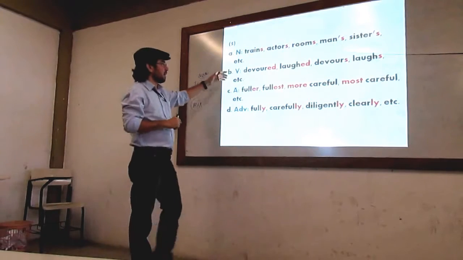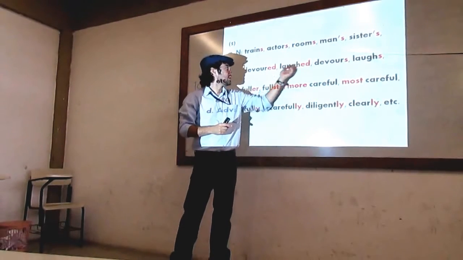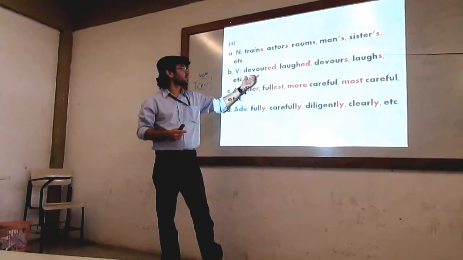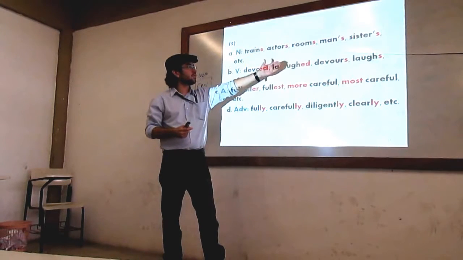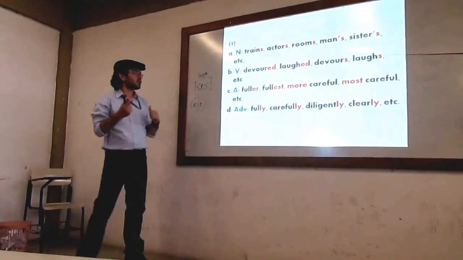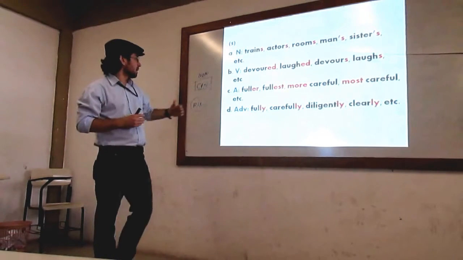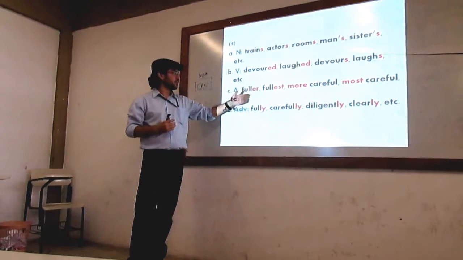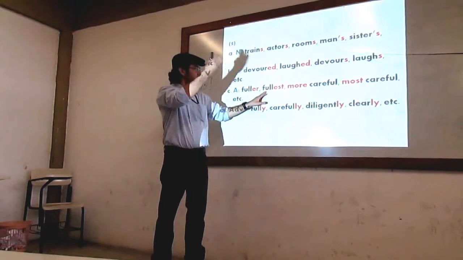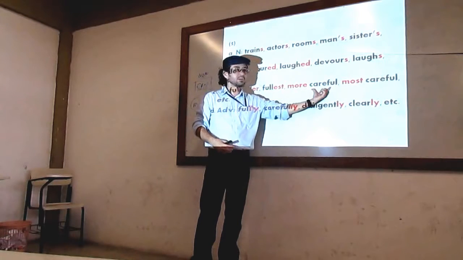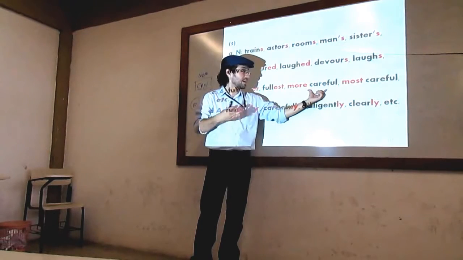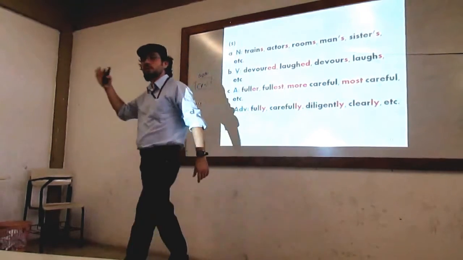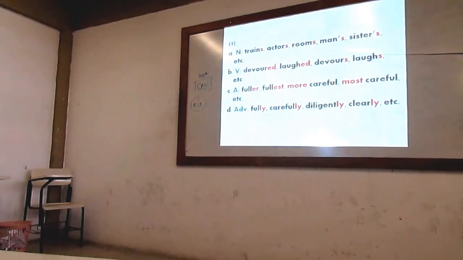In relation to verbs, we have terminations representing the simple past, devoured, left, okay, and the conjugation of the third persons. He, she, it. Divorced, left, etc. In relation to adjectives, we have fuller, mais cheio, fullest, o mais cheio, more careful. Ó, palavra maior, então não usa mais uma R, usa more. More careful, mais cuidadoso. The most careful, o mais cuidadoso de todos. And so on, okay? And here in relation to adjectives and adverbs.